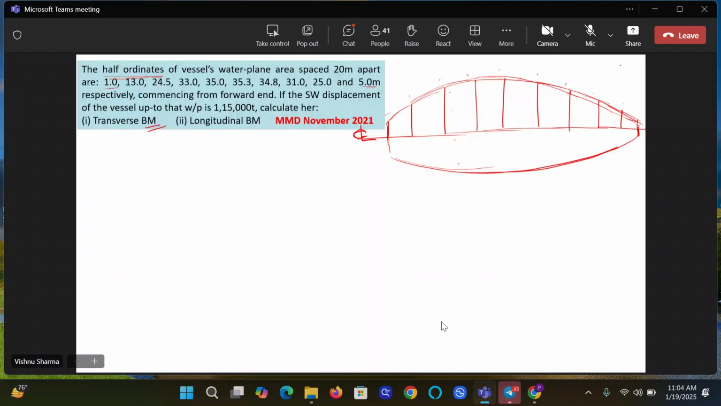These semi-ordinates, let's say this is the forward end, this is the aft end. They are given from forward to aft. This is 1 meter. Next one is 13. Next one is 24.5. Next one is 33. Next one is 35. 35.3. 34.8.